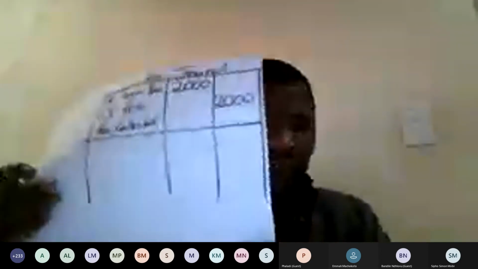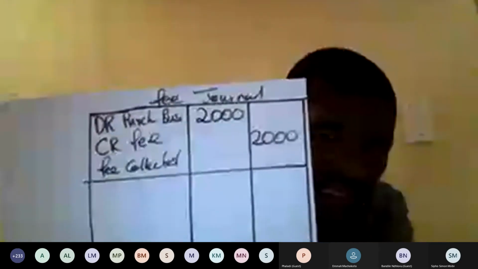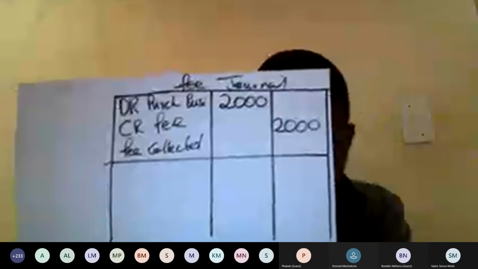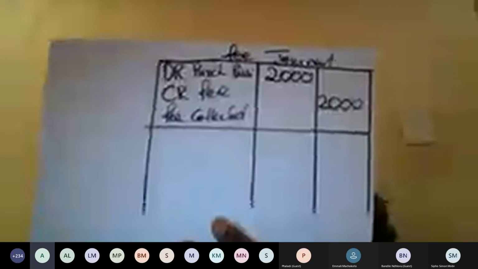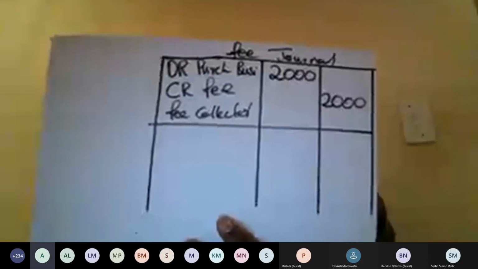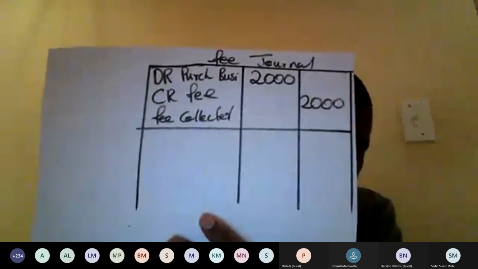Now we all agree that your fee is 2,000 rands against the purchaser. Therefore, in the fee journal, you debit the purchase of business 2,000 rands and credit fee 2,000 rands. In other words, that's the fee journal: debit the purchase of business 2,000 rand and credit fee an amount of 2,000 rands.